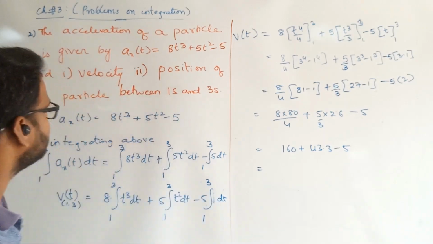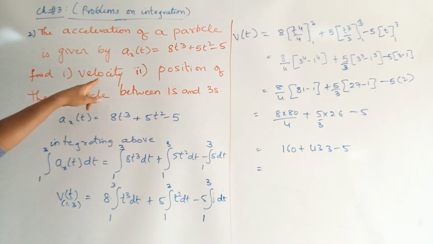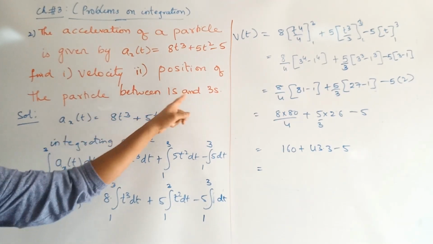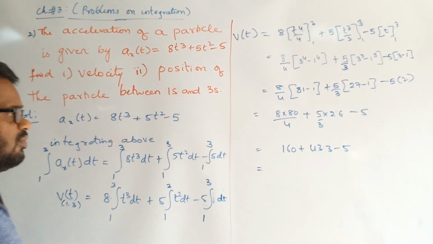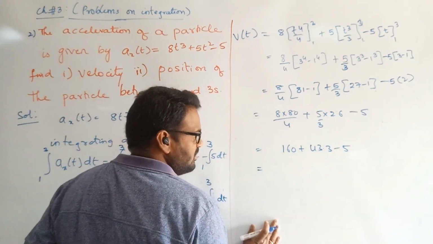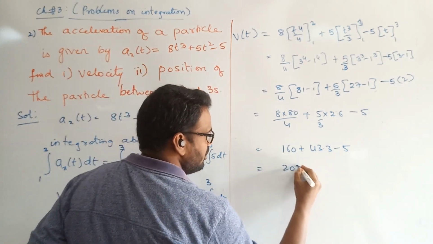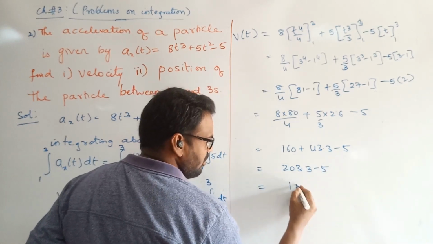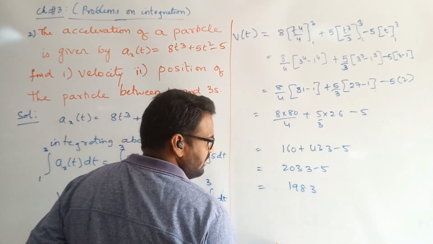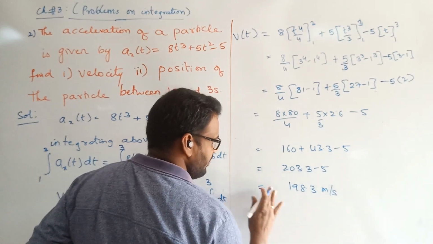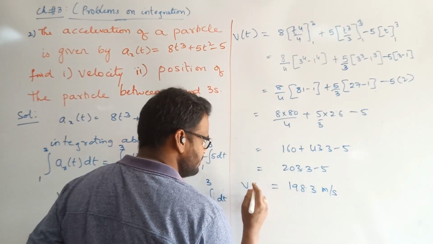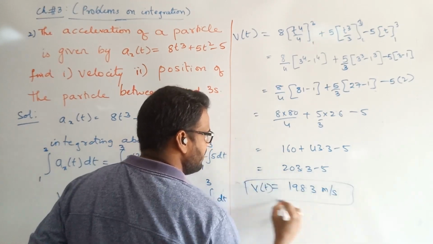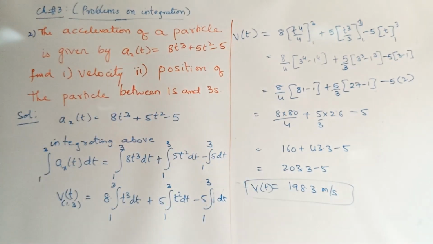Since it is not asked in terms of a function of time, it is in between two time windows, we are going to get a fixed value for this. What is this? 160 plus 43.3, 203.3 minus 5 equals, I think, 198.3 meters per second. The velocity in between those two intervals is given by 198.3 meters per second.